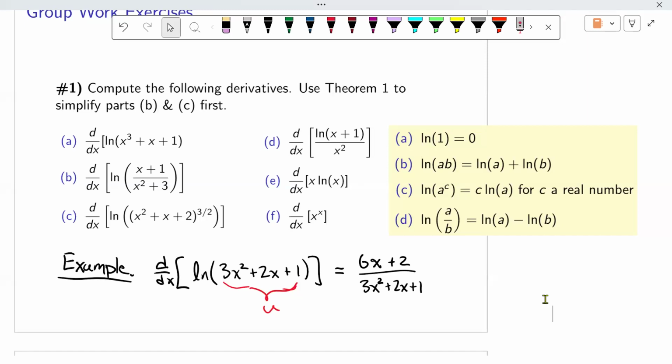You did it correctly. Congratulations. I highly recommend not using the quotient rule in part B. You can do B without the quotient rule. And by the quotient rule, I mean the low derivative high minus high derivative low over low squared. You should use one of these laws here to simplify it, then take the derivative.